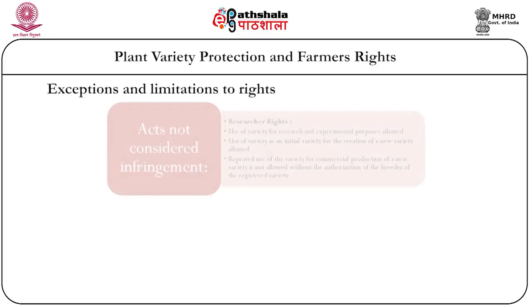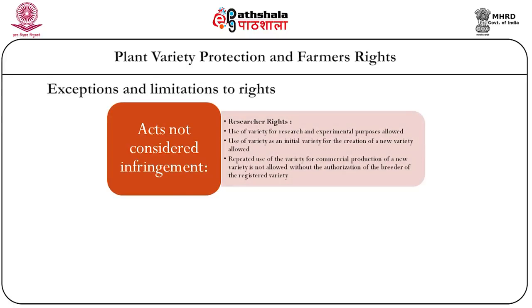The acts that are not to be considered as infringement primarily deal with the rights of the researchers. Now, in case of researchers' rights, the use of a variety for research and experimental purposes is perfectly allowed, which means that these acts shall not amount to infringement. Secondly, the use of a variety as an initial variety for the creation of a new variety is absolutely allowed. The repeated use of a variety for commercial production of a new variety is, however, not allowed without authorization of the breeder of the registered variety.